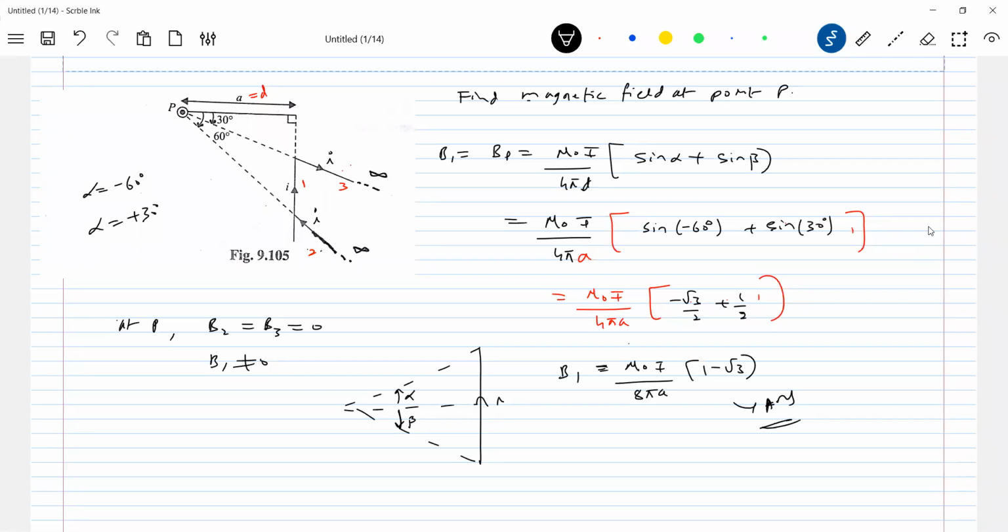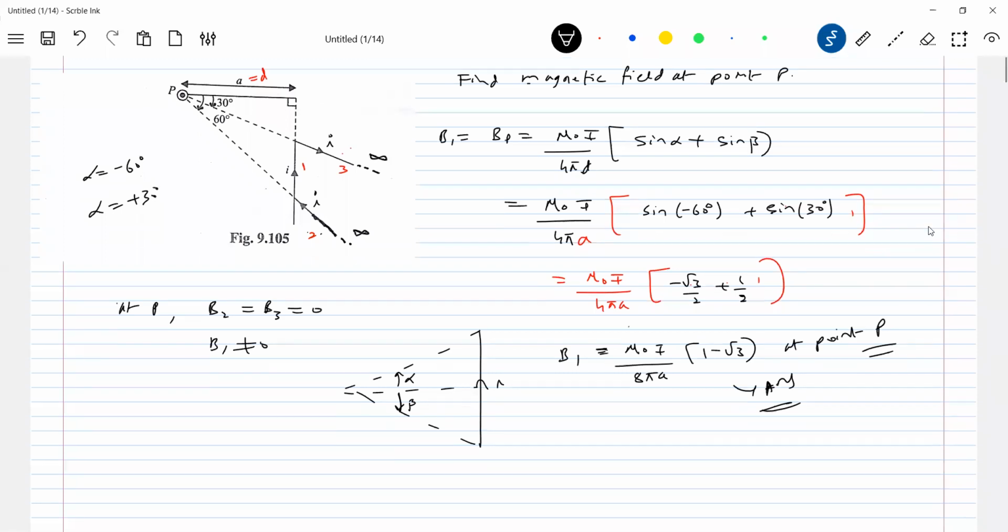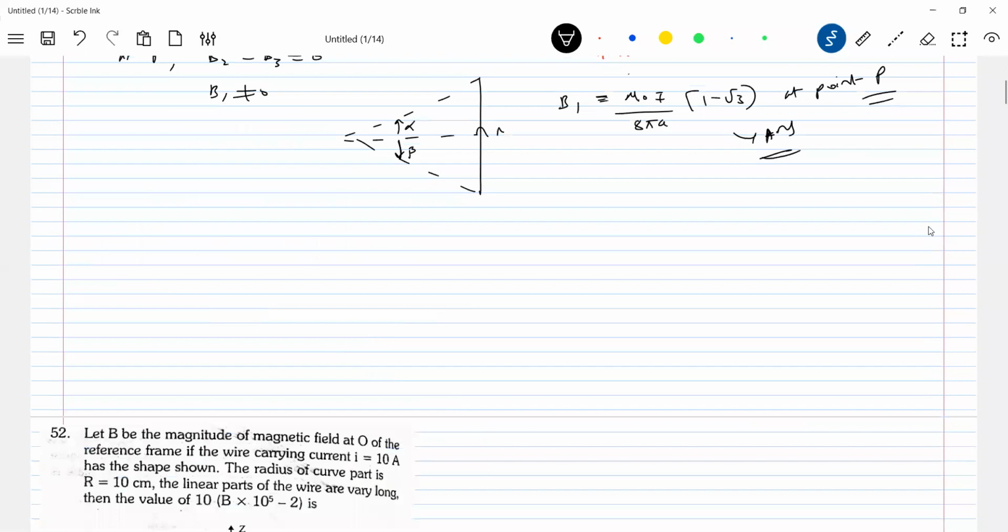So just be alert. The field due to 2 and 3 should be 0 because the point P lies on the axis. So for alpha and beta, you have to be very careful about in what sense you are measuring.